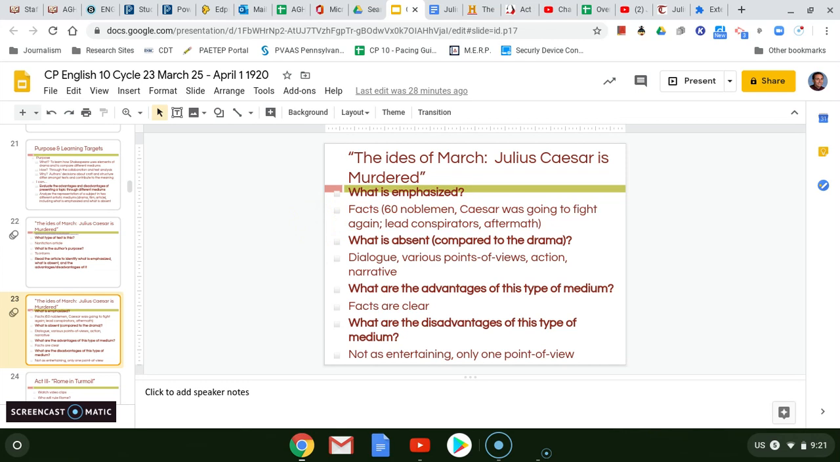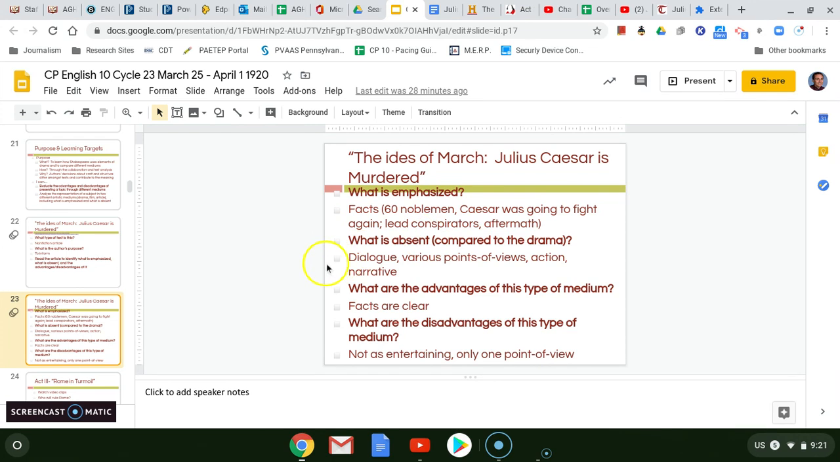We also learned that Caesar is going to fight again, that he was going to go off to war and leave one of his underlings behind to rule Rome. And that really ticked off the senators. They're like, we're not a bunch of babies that you just send a babysitter, okay? We also learned about the lead conspirators, and we learned about the aftermath, the civil war that follows.